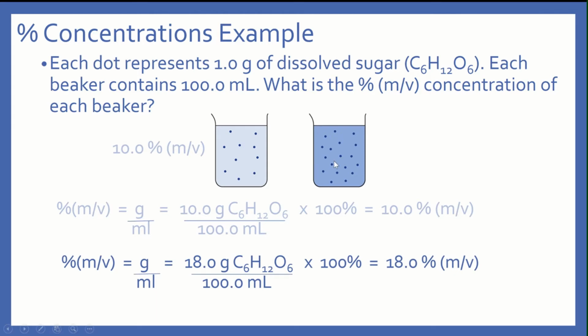For the darker, the more concentrated solution, again, mass to volume is grams per milliliter. When I counted the dots, I counted 18. So we'll call that 18 grams of sugar. Again, that's in 100 milliliters. So 18 divided by 100 times 100% gives us 18% mass to volume. And again, now we have a way to compare the concentrations of these solutions. I'm not just saying one's more concentrated than the other. I can say this one has about 8% more sugar.